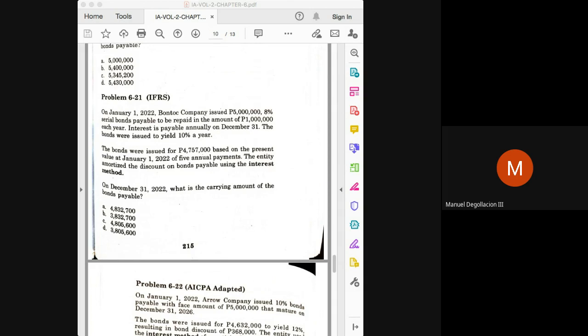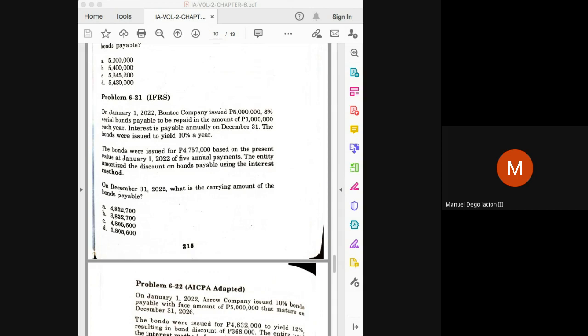First, let's solve for the interest expense. How much is the interest expense? It's 4,757,000 times the effective or the yield rate of 10%. Okay. Initial carrying amount is 4,757,000. Multiply that, this is annually, with 10%. Our interest expense is 475,700. And then we need to compare that with our interest payment.